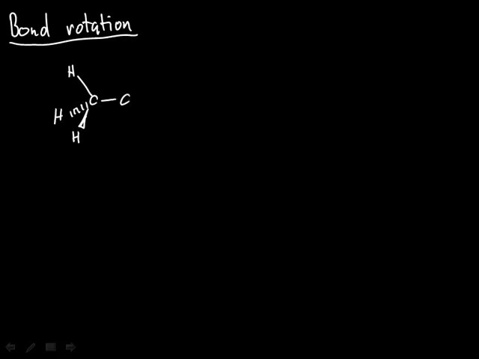Since we're now familiar with structures of both the single-bonded compounds and double-bonded compounds, we can talk a little bit about the concept that is related to this, and is known as bond rotation. If you look at a simple molecule of ethane, which has a carbon-carbon bond, and now we will use this representation which projects the three-dimensional structure on a two-dimensional plane.